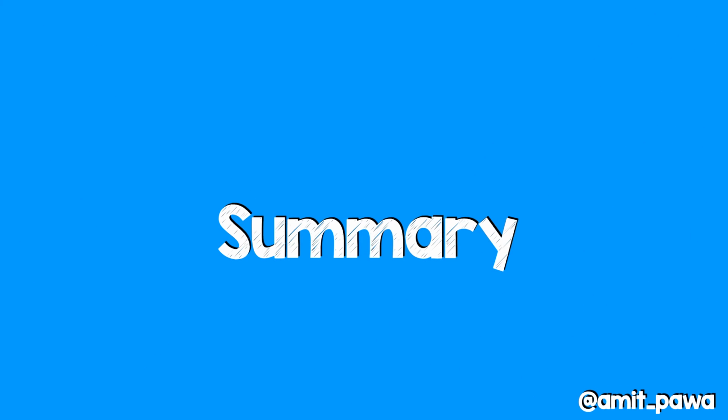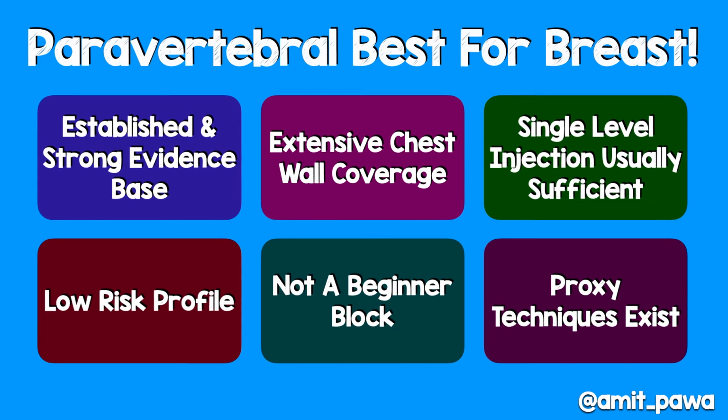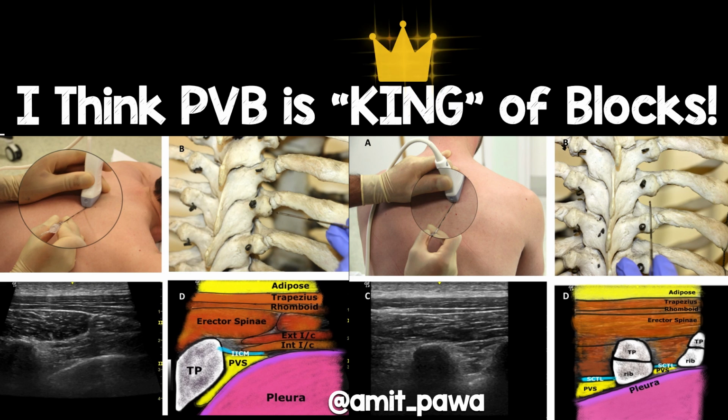So let's summarize. I would like to tell you that I think the paravertebral is best for breast, and the reason for that is there's an established strong evidence base for it. We've got extensive chest wall coverage. A single injection is usually sufficient. It has a low risk profile. It's not as risky as we think, but it is not a beginner's block. And we also know that there are proxy techniques, so paravertebral by proxy techniques that exist, such as the ESP and the ITP, that can help you on your journey. But for now, there's no doubt in my mind that the paravertebral is the king of blocks.